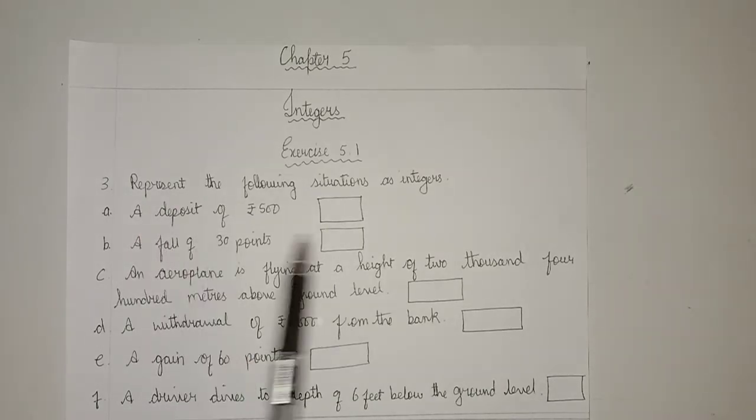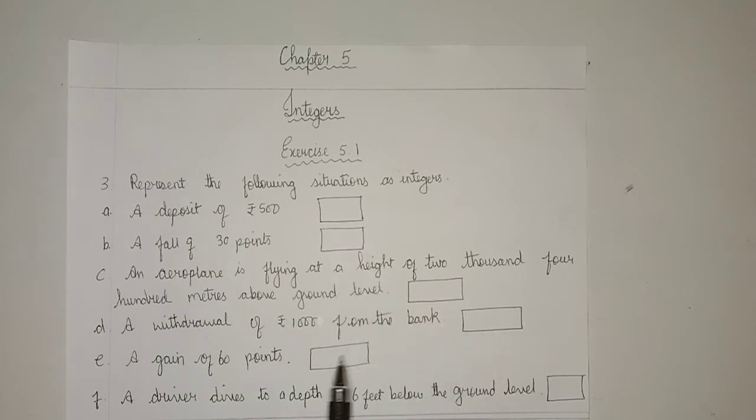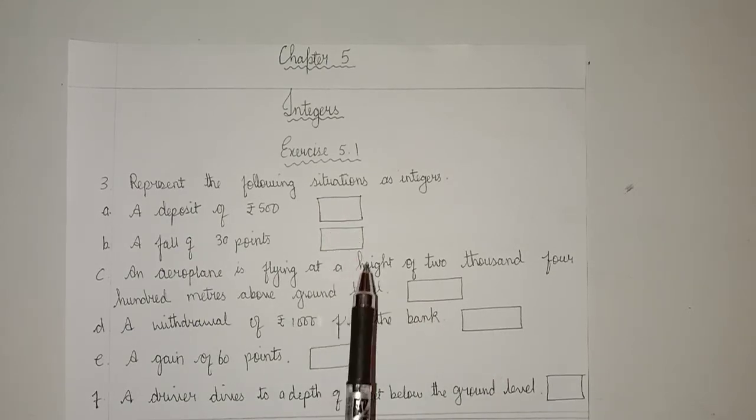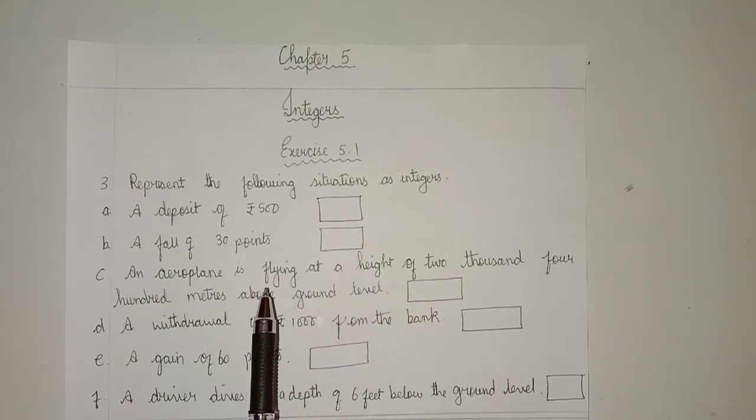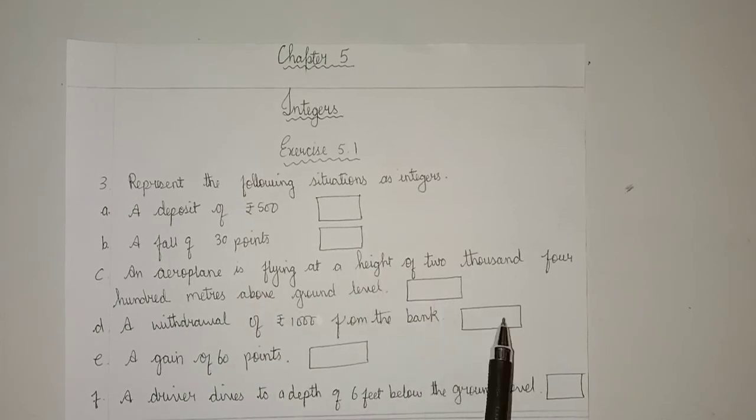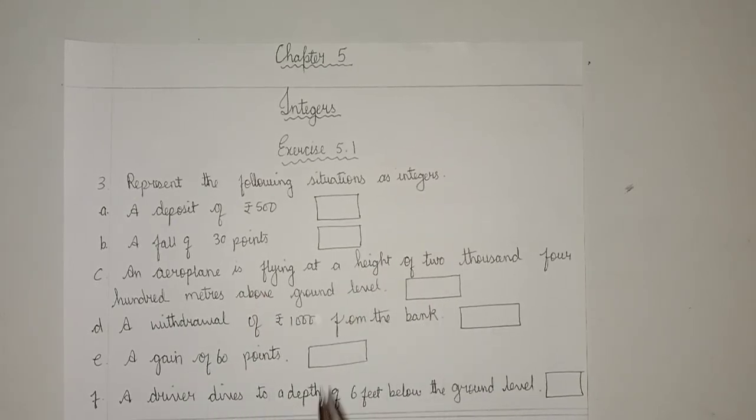See, in the question there were no boxes like these, but I have put boxes. So when you write this particular question in your exercise book, please put these boxes against each question so that you can fill the numbers with the plus and the minus sign inside these boxes.